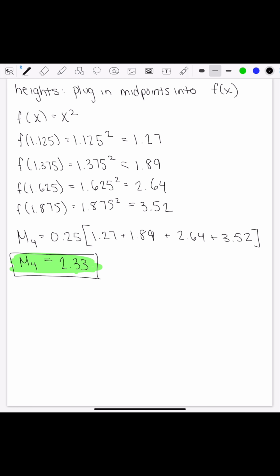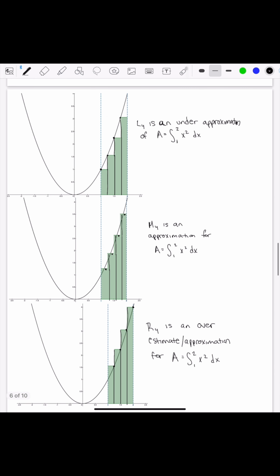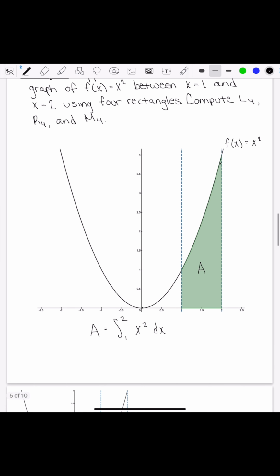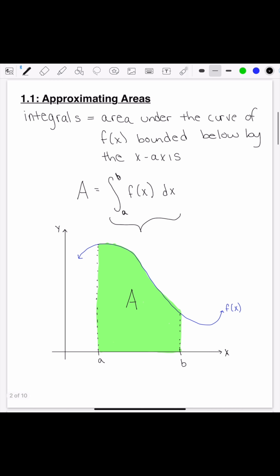That's pretty much the idea behind approximating areas: we break up weird shaped areas into equally spaced rectangles, and we add up the area of each of them in order to approximate the area, which is literally the integral. So I'm going to need you to not overthink when you think about an integral. This notation looks fancy, but really all it means is this area in here.